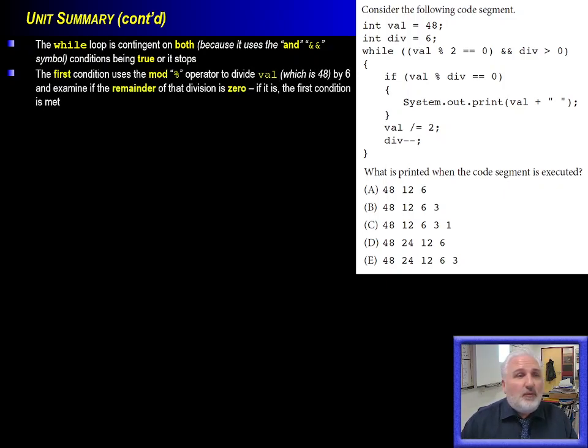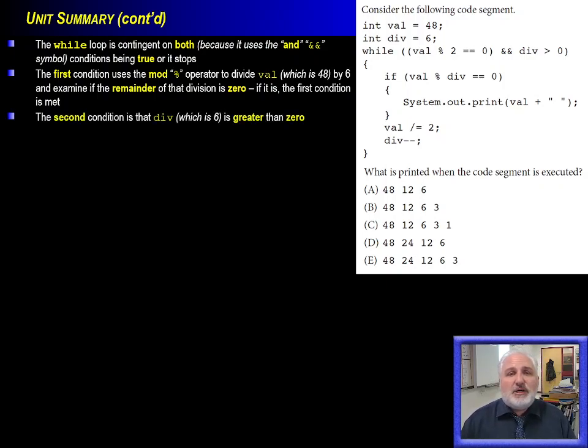So the first condition, we mod, divide the value val by 2, okay? It examines the remainder of that division with a modulus. Does it equal 0? Well, val will divide evenly by 2. So yes, the first condition evaluates to true. The first condition is met.